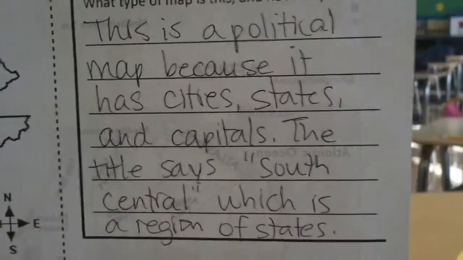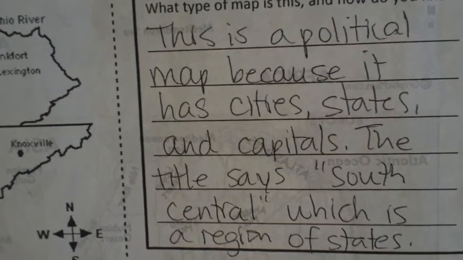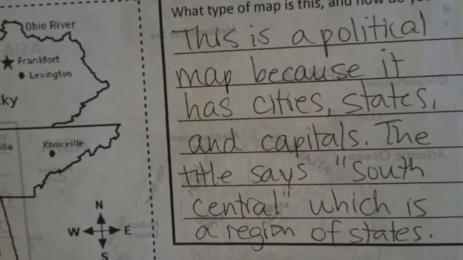Therefore, a really good answer to this one would be that this is a political map because it has cities, states, and capitals. The title says South Central, which is a region of states. This would be a 2-point question, and this would get 2 points.